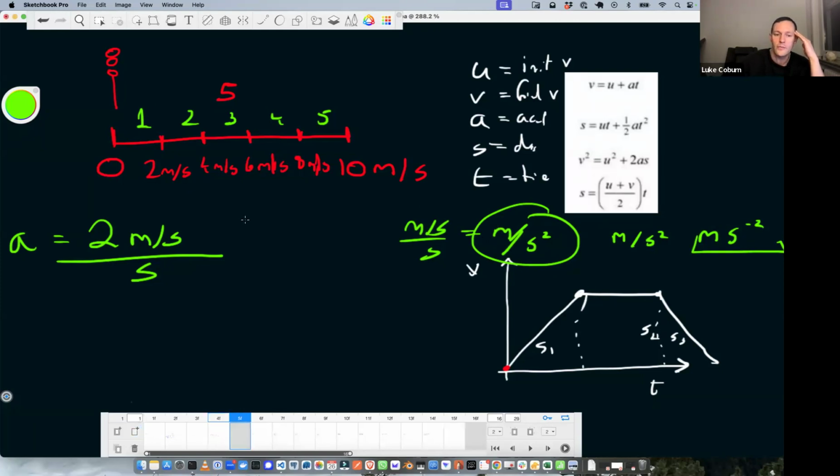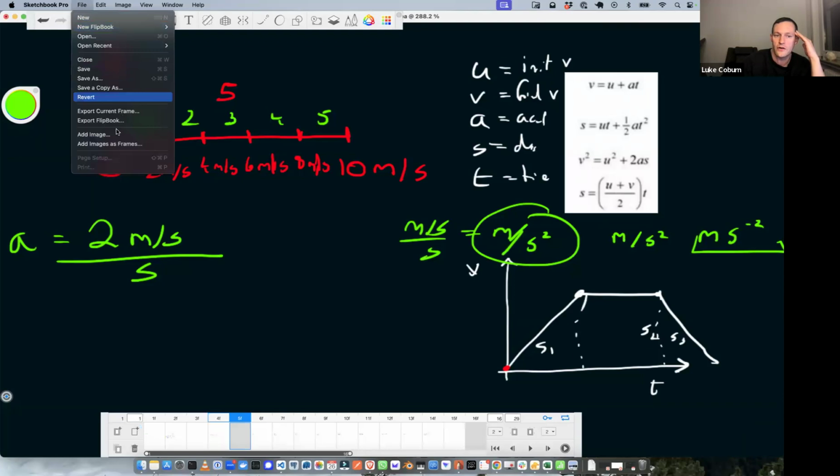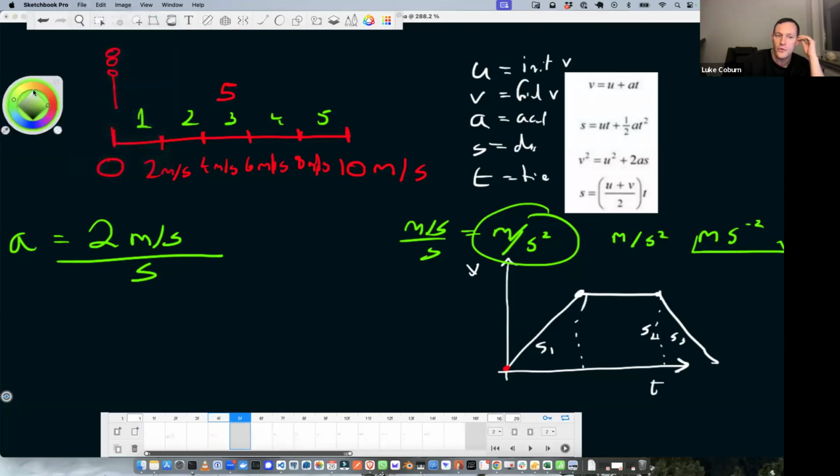Okay, so let's go back to this. I'm just going to finish off this crash-course section, and then we'll go into actual questions. What I want to do is derive those equations of motion one at a time.